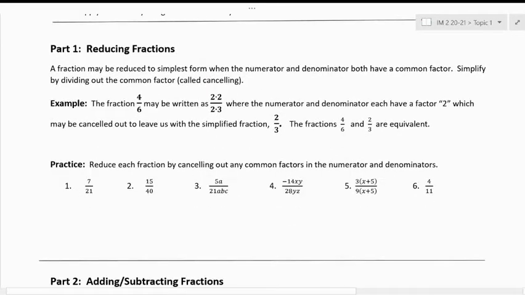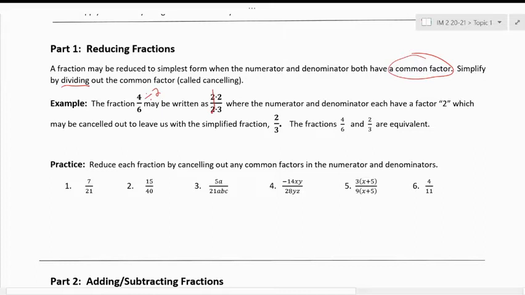Reducing fractions. A fraction may be reduced to simplest form when the numerator and denominator both have a common factor. So if the same number goes into both numerator and denominator, you can divide it out. The fraction 4 over 6 may be written as 2 times 2 over 2 times 3. So they have a factor of 2 that can be canceled out. So it's simplified down to 2/3. Or you just see that 2 goes into both those and divide.